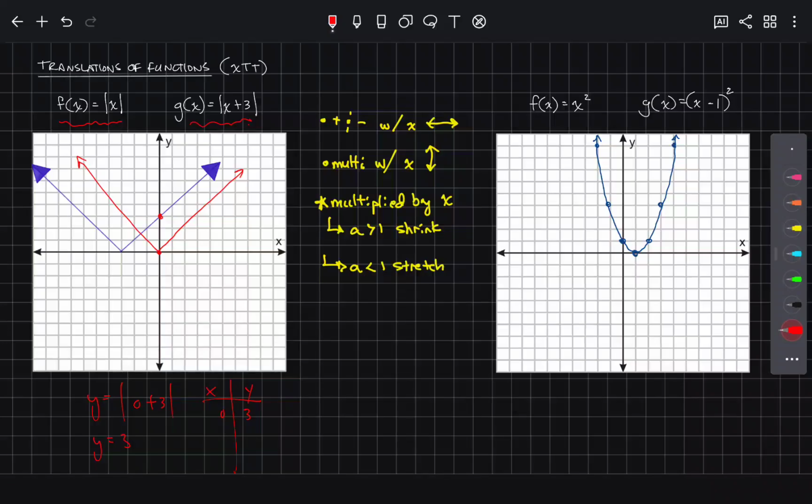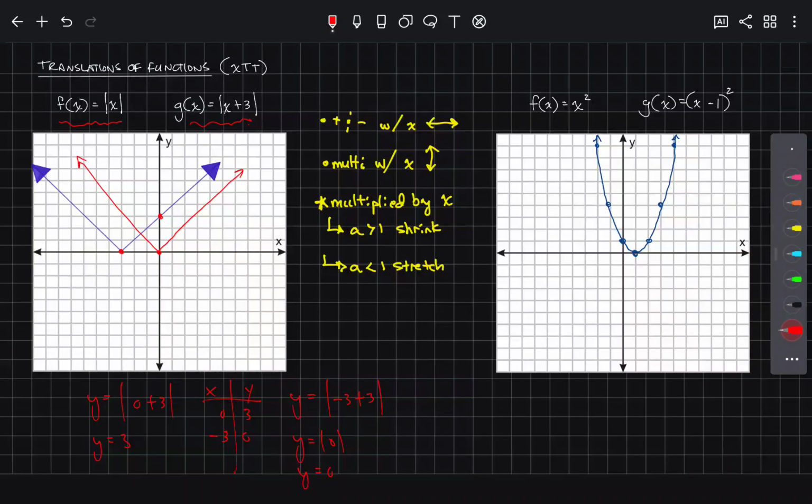You're sitting there going, well, that doesn't make sense. Well, let's go ahead and take a look at it shifting even more left. So about negative 3. x is going to be our negative 3. So y equals the absolute value of negative 3 plus 3, which is going to be y equals the absolute value of 0, or y just equals 0. That's where we're going to end up getting our new point of negative 3, 0.